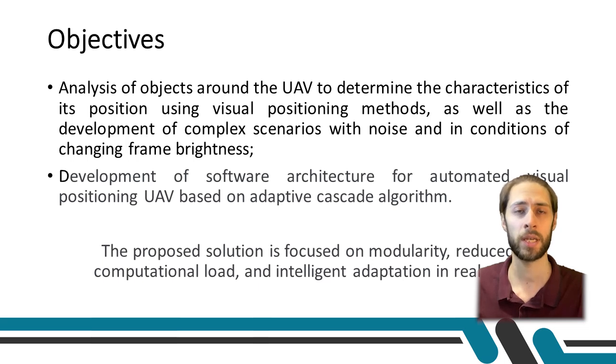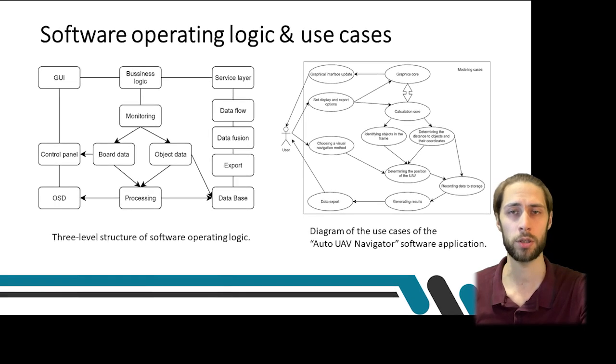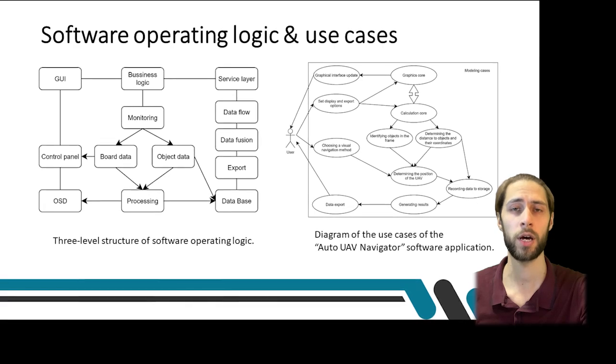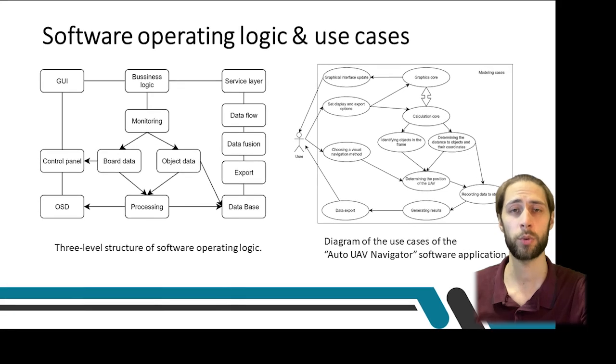in real conditions, as well as analyze objects around the UAV to determine the characteristics of its position using visual positioning methods. Methods that serve as the basis for creating an adaptive algorithm: proximity, centroid, weighted centroid, and lateration. The logic of functional elements is implemented in a modular structure with iterative optimization of calculations, which allows for the unhindered use of such a system on drones with limited capabilities.